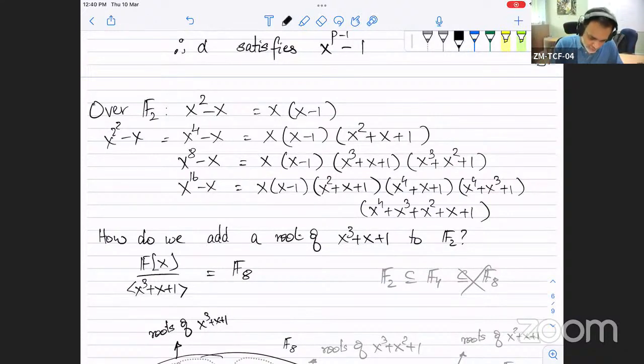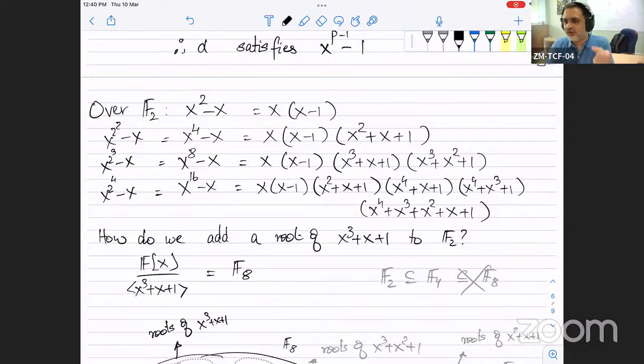Okay, and if you look at x cube minus x, which is like x^(2^3) minus x, this is going to be all irreducible polynomials of degree 1 and 3. And this is like x^(2^4) minus x, which is all irreducible polynomials of degree 1, 2, and 4. So it's a remarkable factorization.